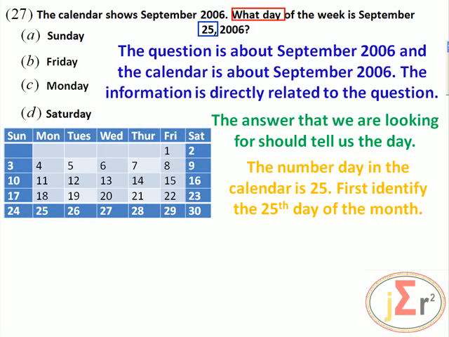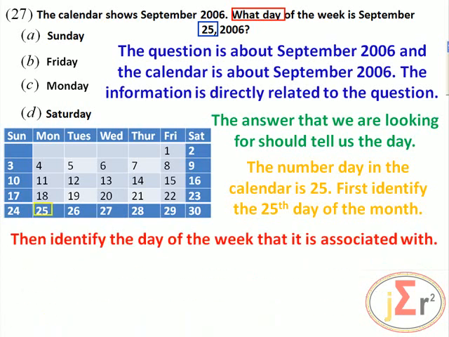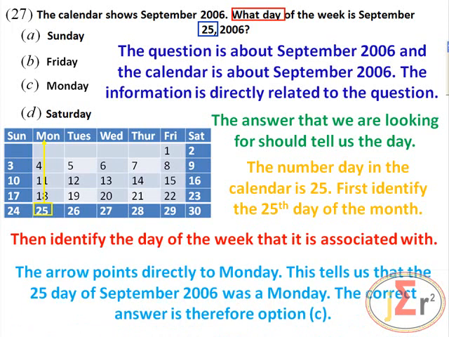First, identify the 25th day of the month. There it is. Then identify the day of the week that it is associated with. It is associated with Monday. Therefore, the 25th of September 2006 was actually a Monday. The arrow points directly to Monday. This tells us that the 25th of September 2006 was a Monday. The correct answer is therefore option C.